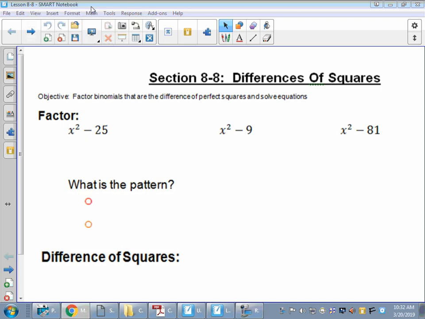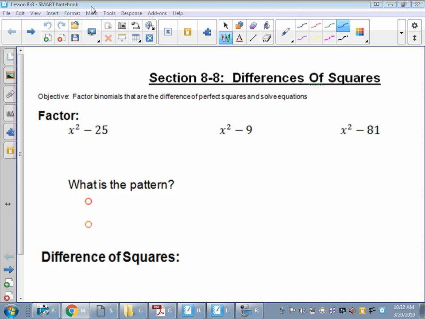Okay, section 8.8, difference of squares here. So today what we're going to do is factor binomials that are the difference of perfect squares and then solve equations involving those. So what we're talking about, look at the chapter, it's called difference of squares.